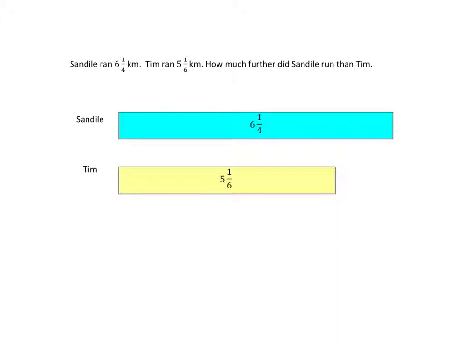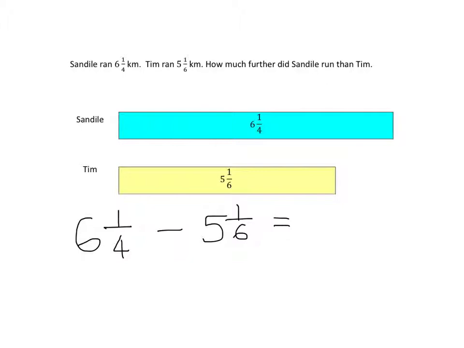I make this bar here to represent Sandile doing the longer run of 6.25 kilometers, and this bar here to represent Tim's run of 5.16 kilometers. And now the question really is asking me, how much further did Sandile go? And I can see by looking at my picture that what I've really got to do is work out the difference between 6.25 and 5.16. In other words, I've got to say 6.25 minus 5.16.